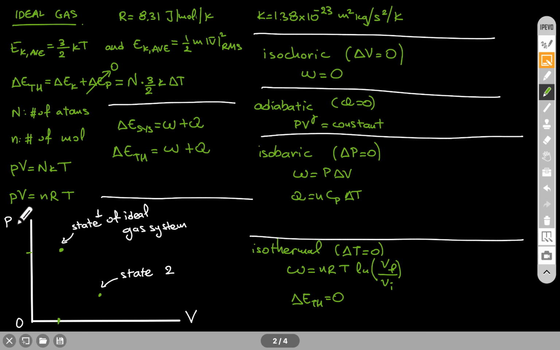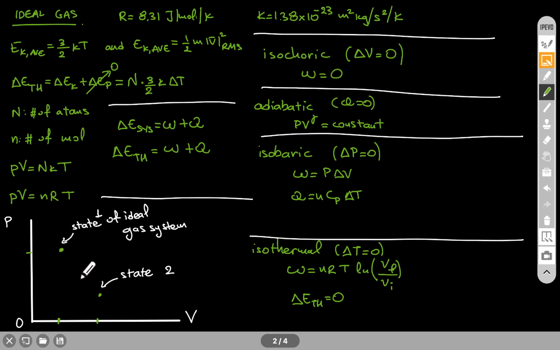So to remind you, on the vertical axis, I have the pressure. On the horizontal axis, I have the volume. I can mark a state of an ideal gas system with a dot because a dot represents a specific pressure and volume. And when you know the pressure and the volume and how many moles you have, you can find the temperature. So you have these variables that describe your system.